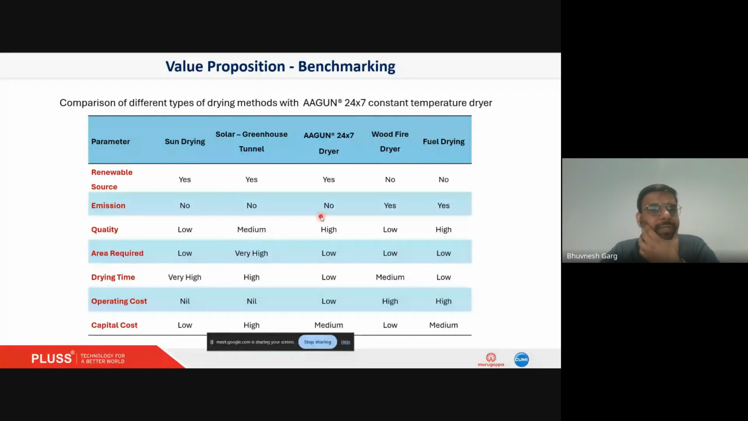If you see, there are different kinds of dryers which are available in the market, whether it is sun drying, which is open sun drying, then there is the greenhouse tunnel.